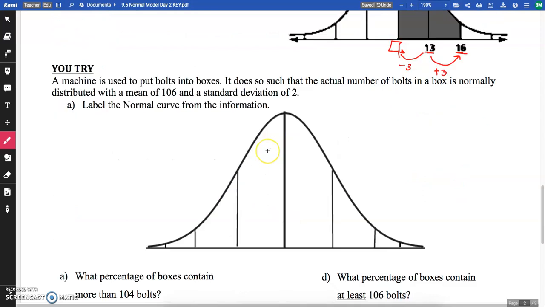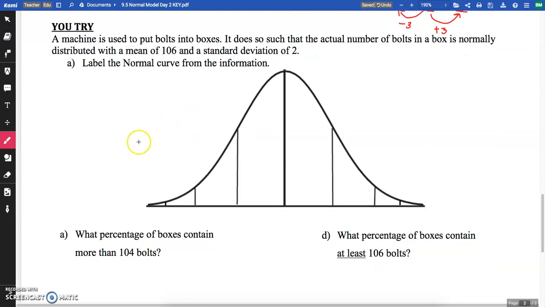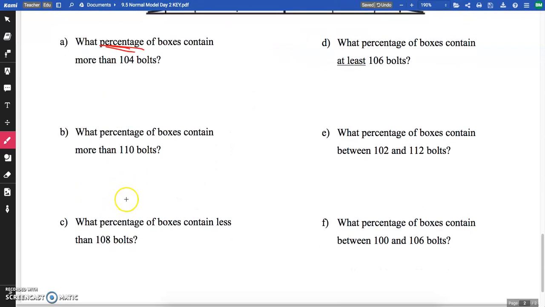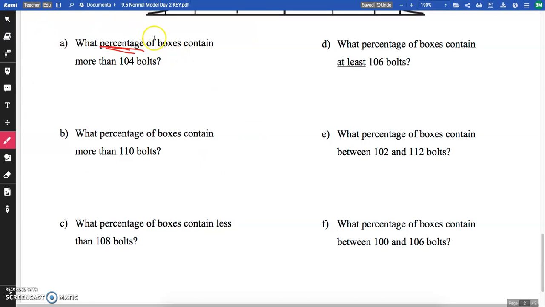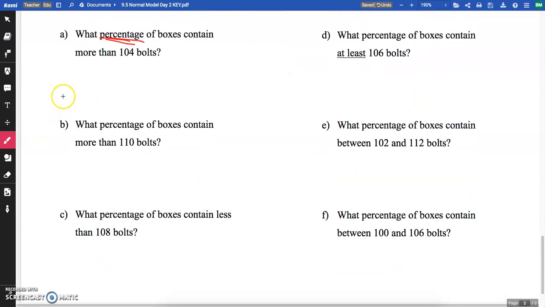So the last part I want you to try. This is very similar to the problem we did at the beginning. The one thing I'll point out here, you're looking for the percentage, so you can just stop once you get the percentage. You don't have to convert it to a decimal, okay? So here you can see all the questions at once. You'll want to draw and label your normal curve yourself, and then I'll leave the questions here so that you can see them as you answer.